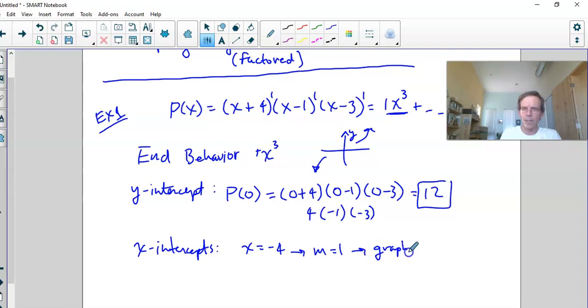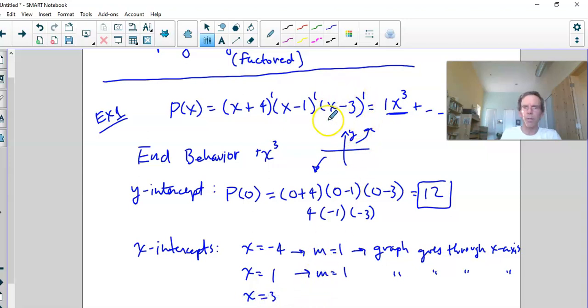The graph goes through the x-axis. And let's get through the others. x equals 1. Again, the multiplicity is 1, so the graph goes through just like the other one. And then the third one is positive 3. If x were 3, this would be 0. Those real zeros, meaning they're real numbers, those real zeros are the x-intercepts. Its multiplicity is 1.